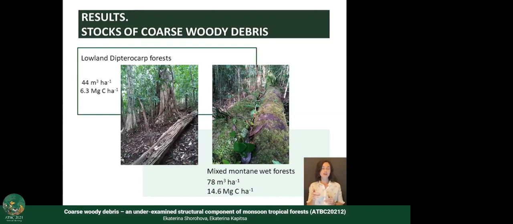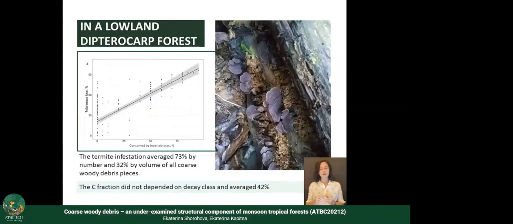And for carbon fraction, this ratio was even greater because in dipterocarp forests, logs and snags also contained soil brought by termites. In lowland dipterocarp forests, the termite infestation averaged 73% for all decay classes, and naturally it increased the decay class. An interesting result is that carbon concentration was much lower as compared to the IPCC default 50%. It was only 42%, and it didn't depend on decay class.